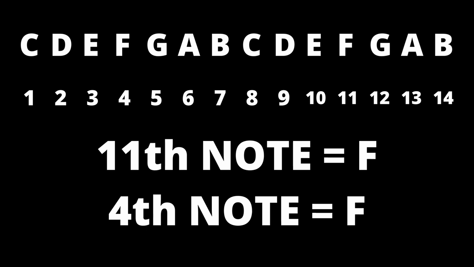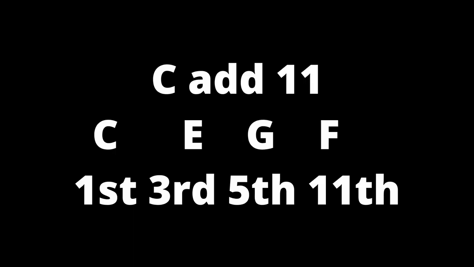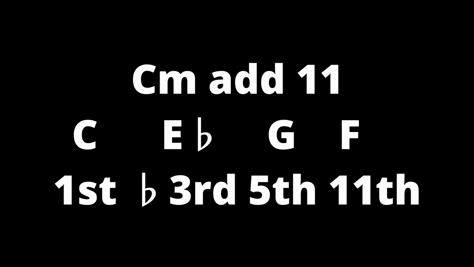The 11th note is F. This is the same as the 4th note, but it is an octave higher, so you add 7 and it becomes 11th. If you add this 11th note F to the C major triad, then you get a C major add 11 with the notes C, E, G and F. C minor add 11th would therefore have the notes C, E flat, G and F.